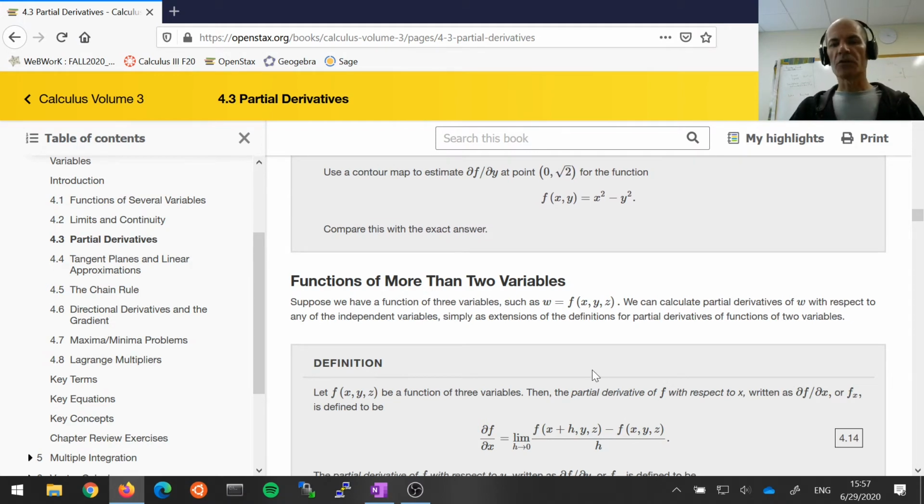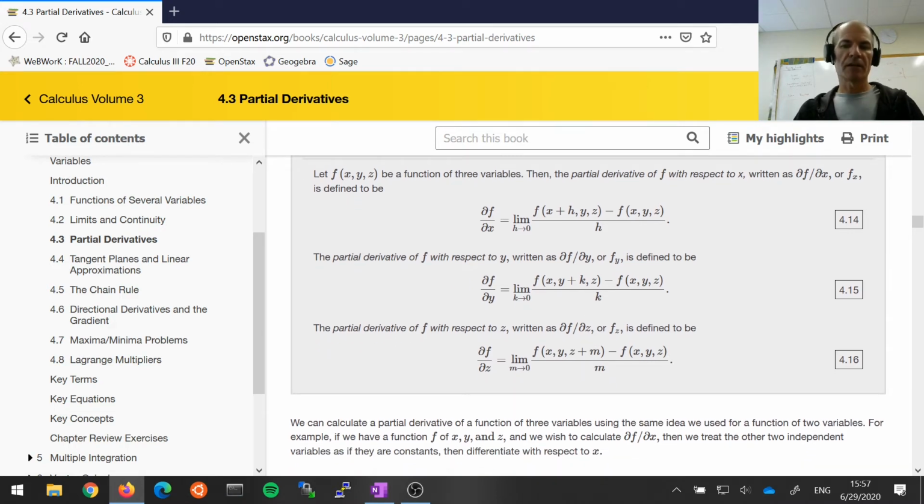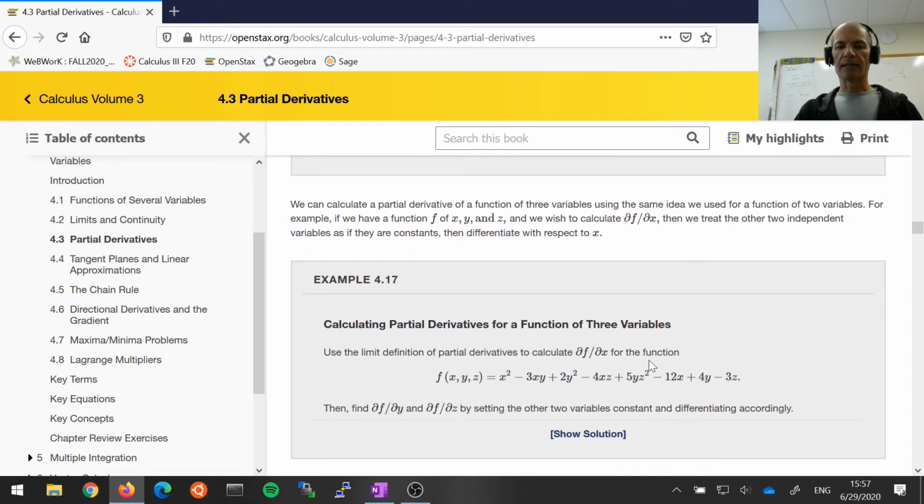For functions of more than two variables, I'm not going to belabor the point. The difference quotients are the same. It's just that we get a third coordinate here. And if we had functions of 5 or 10 variables, you can imagine what those difference quotients would look like. You'd start to run out of letters, but you can imagine what they'd look like.